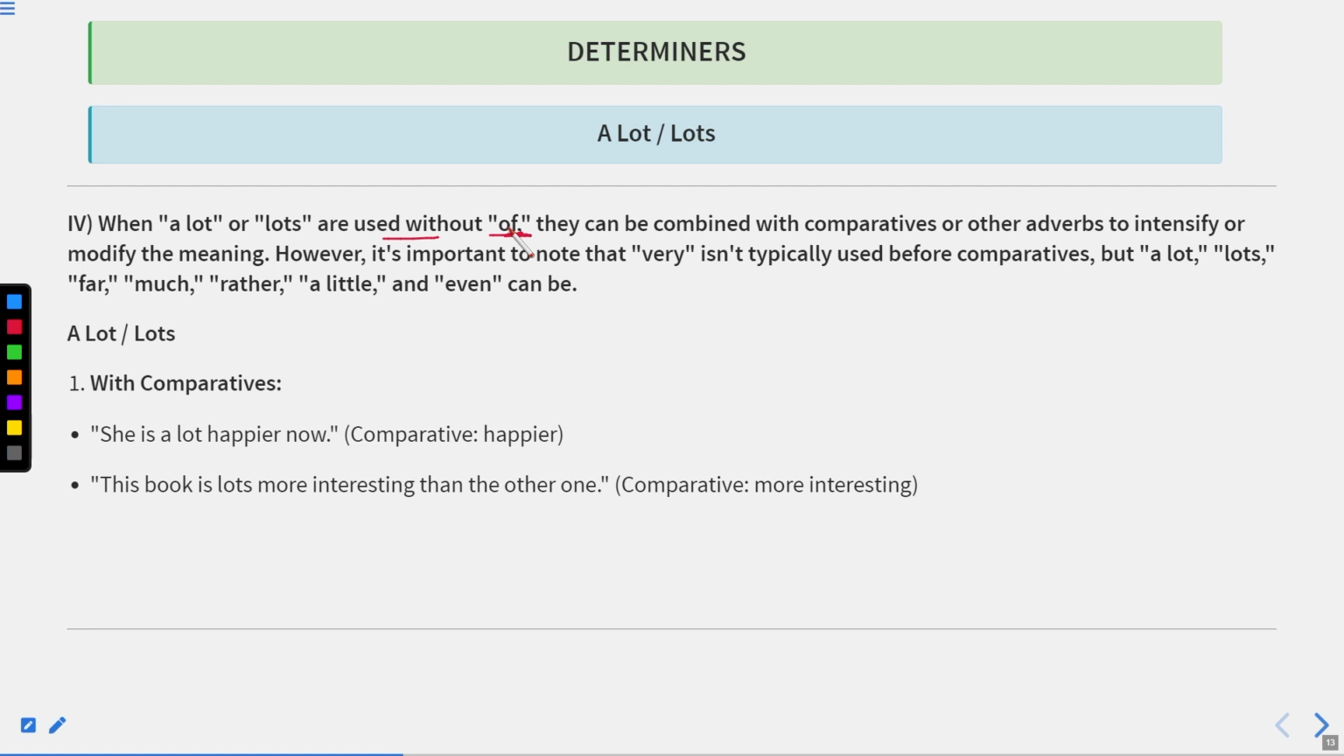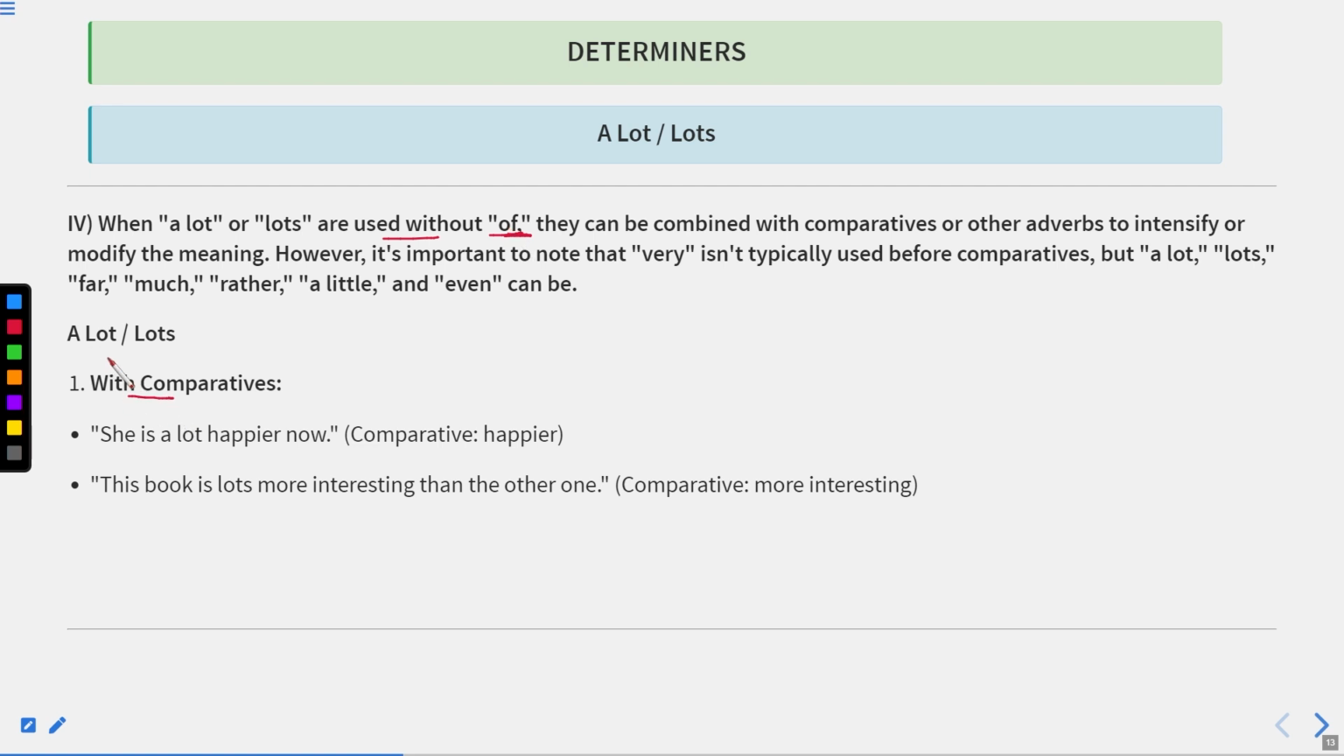It means very. After very, we cannot use the comparative degree of adjective. However, if we talk about a lot, lots, far, much, rather, a little, even, after these words, we can use the comparative degree of adjective. Whereas in the case of very, after very, we can only use the positive degree of adjective.